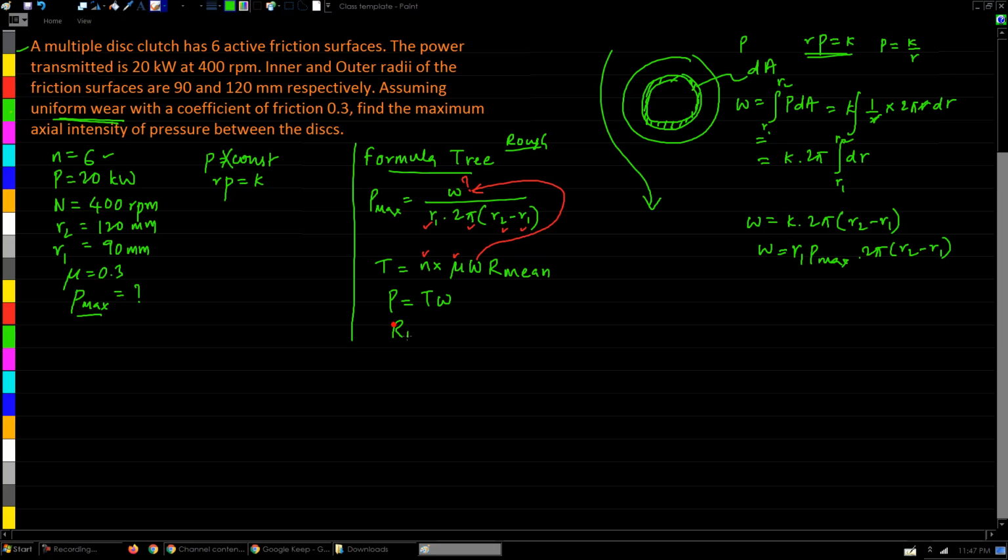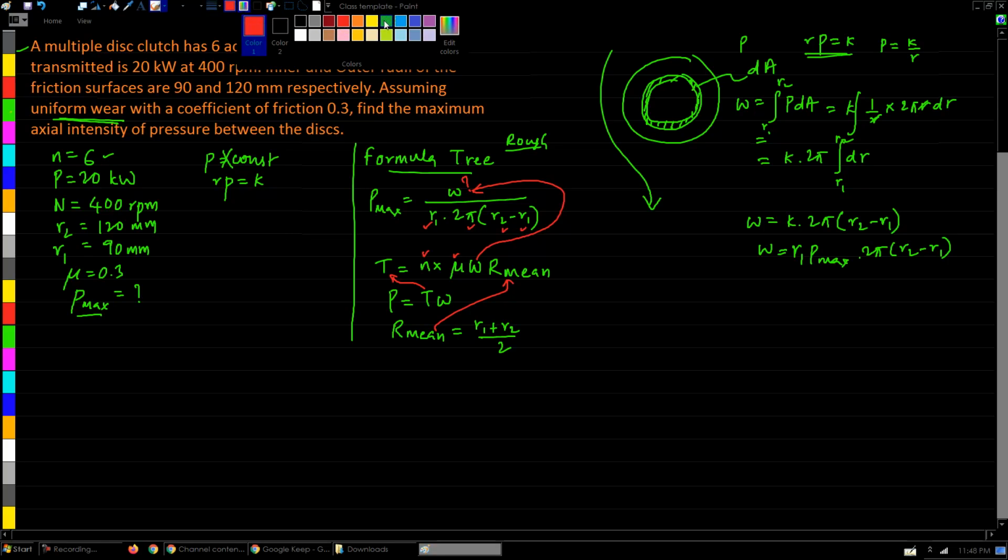Then R mean, if you remember, for uniform wear, the value of R mean is the average, R1 plus R2 by 2. So this is the formula. These two we can use. Here this will give us the torque formula. This we have to substitute over here, and you can see all of them are defined. So we can find W over here.